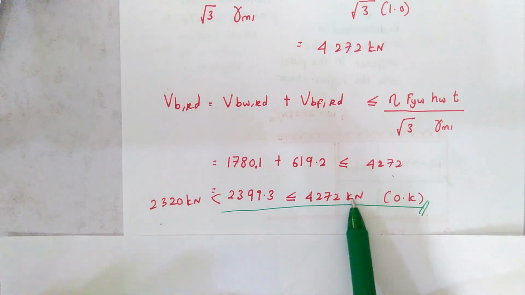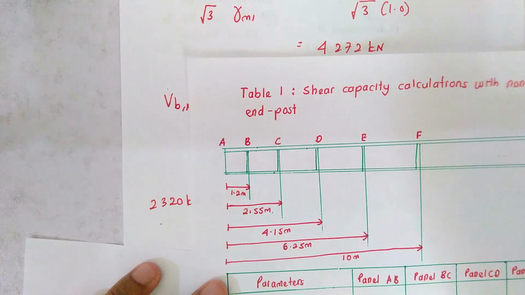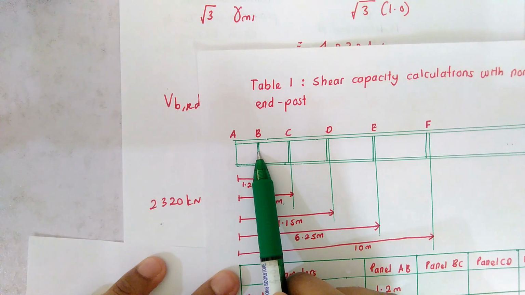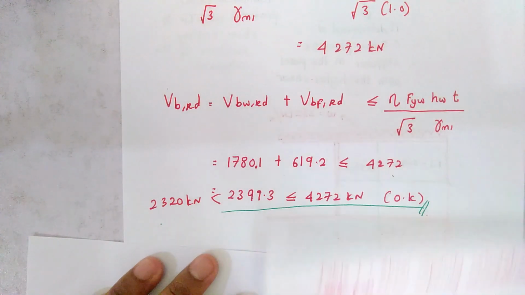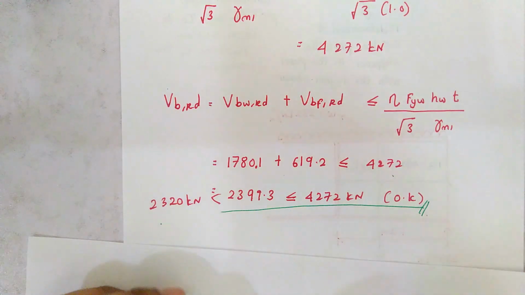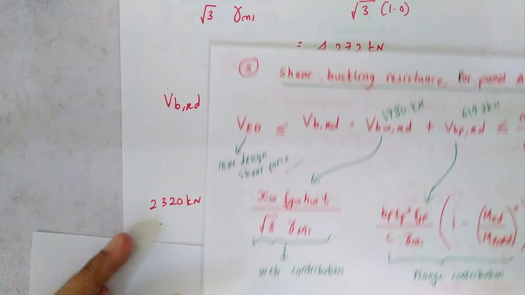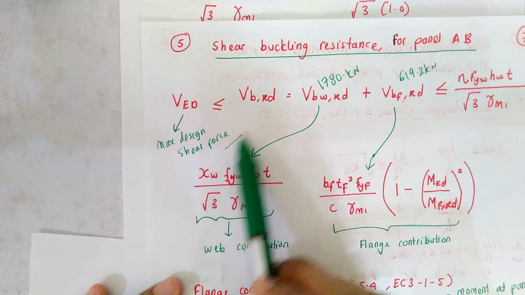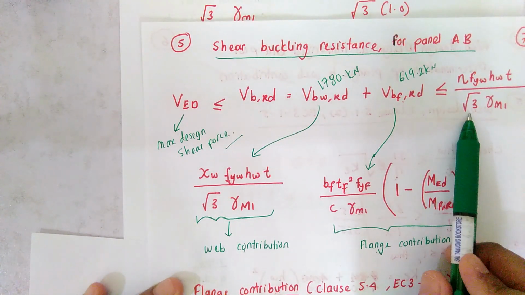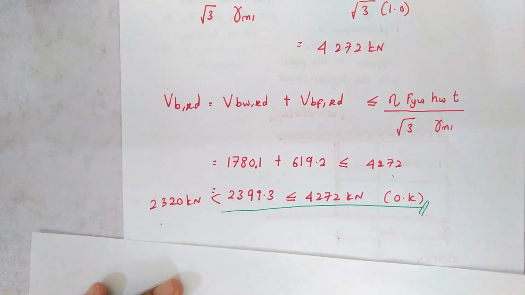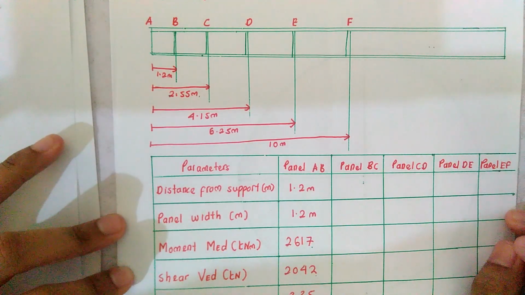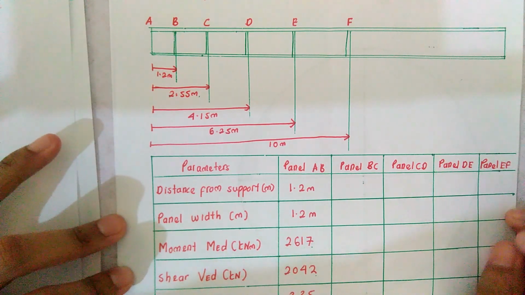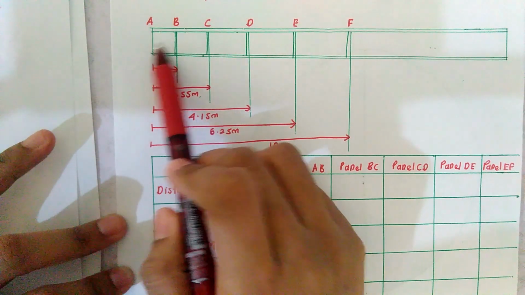Thus, for panel AB, you can now confidently say that it can resist the shear buckling, because it has complied with those equations. This is larger than VED and lesser than the allowable shear buckling resistance. So we have completed the shear buckling resistance check for panel AB.